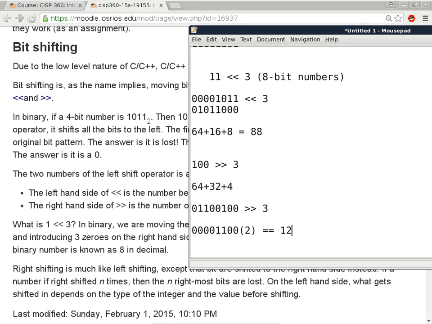100 divided by 8 is 12. Well, it kind of works out because it is only keeping the quotient of the division. The remainder is basically rolled off. I mean, we lost that one. Do we have any questions about bit shifting? No questions about bit shifting?